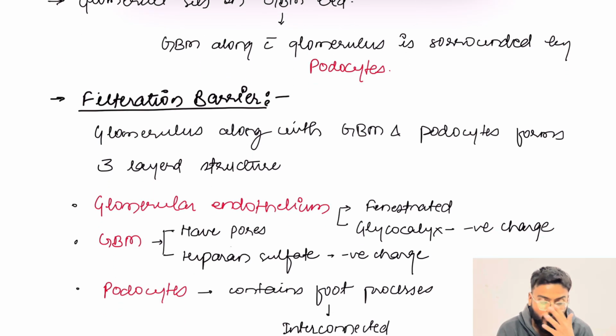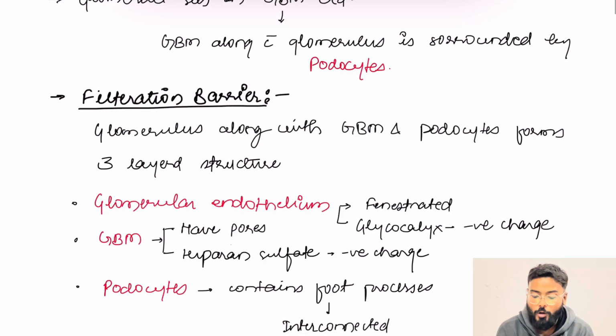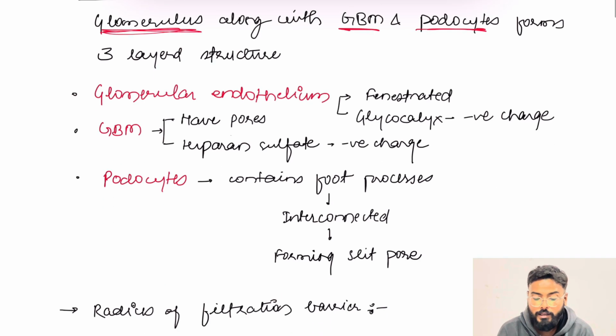All these three together form your filtration barrier. So what is the filtration barrier? The glomerular endothelium along with the GBM and podocyte: these three structures form your filtration barrier. The glomerular endothelium is fenestrated. It has multiple pores, in order to pass the plasma from the glomerulus into the Bowman space. So these are fenestrated.